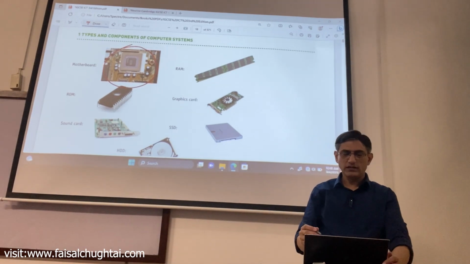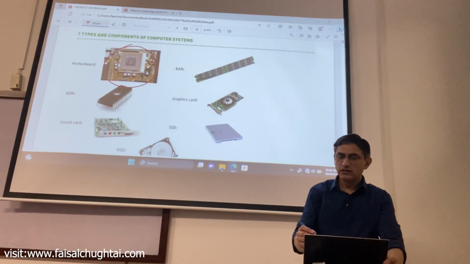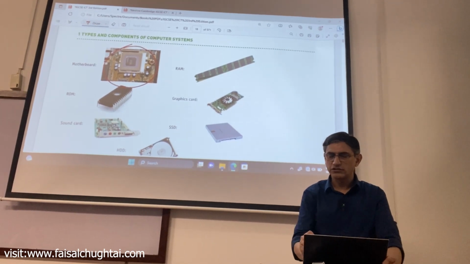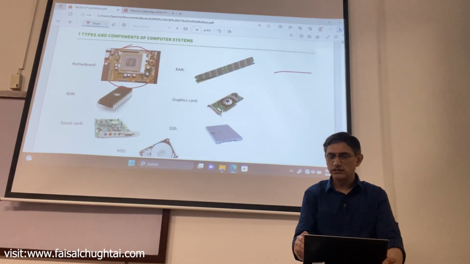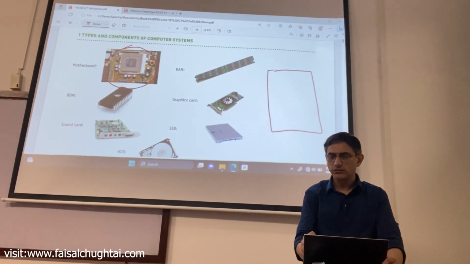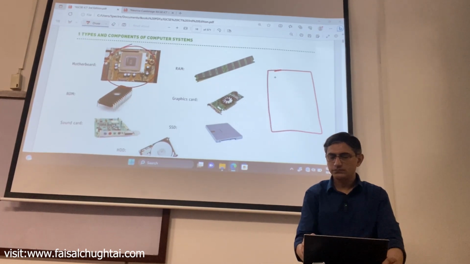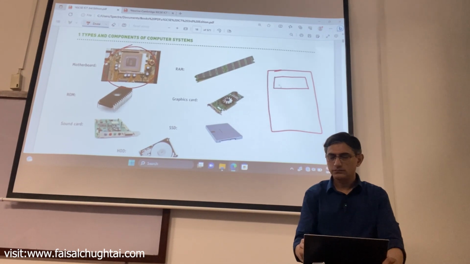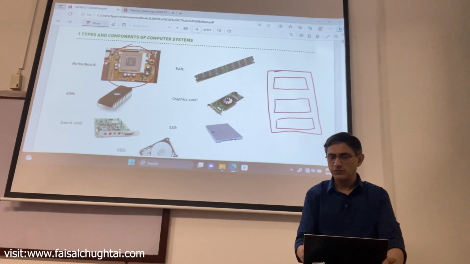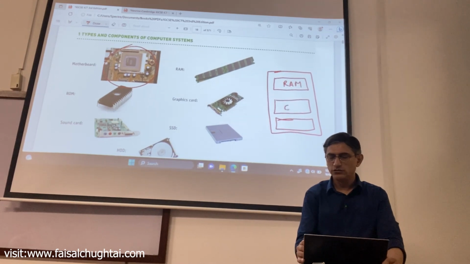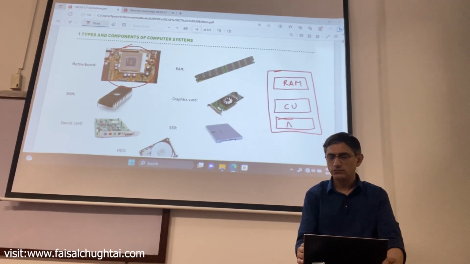And if I try to draw a visual description of how a central processing unit may look, let's put it this way. These are the three parts that it is made up of: you have the RAM, CU, and ALU.